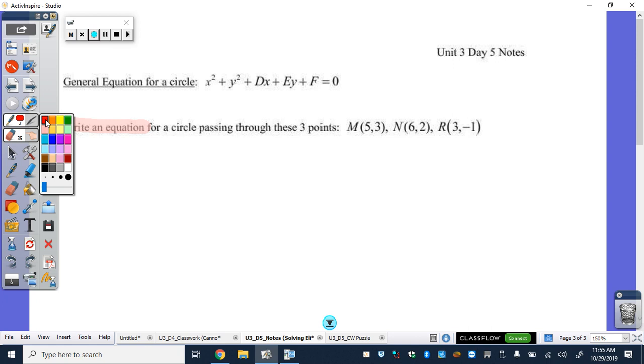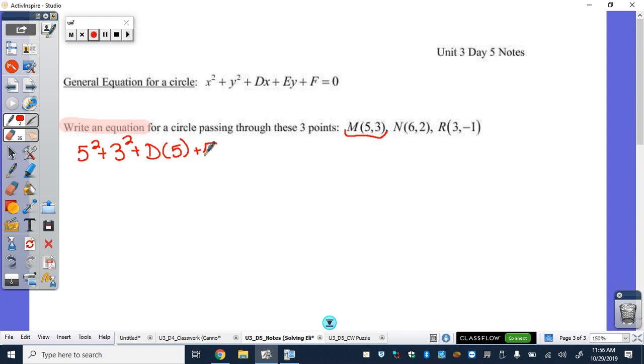So starting with my first point here, 5, 3, I'm going to plug 5 in for all of my x's, and I'm going to plug 3 in for all of my y's in the general equation for a circle up there. So that's going to be 5 squared plus 3 squared plus d times 5 plus e times 3 plus f equals 0.